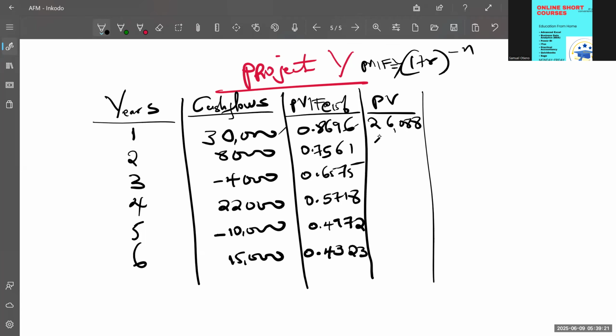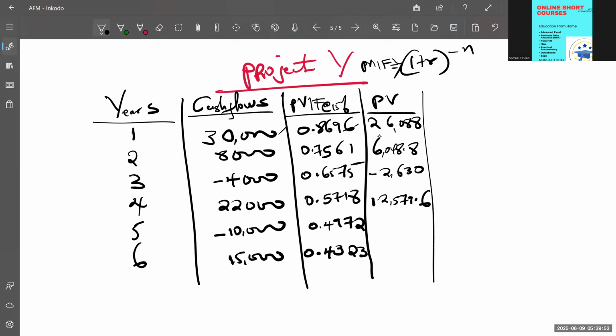I can see I'm getting 6,048.8. Then again, for year number three, do the same. Just multiply negative 4,000 by 0.6575. And if I do that on my calculator, I can see I'm having negative 2,630, like that. Do for year number four, multiply 22,000 by 0.5718. And I can see I'm getting 12,579.6.